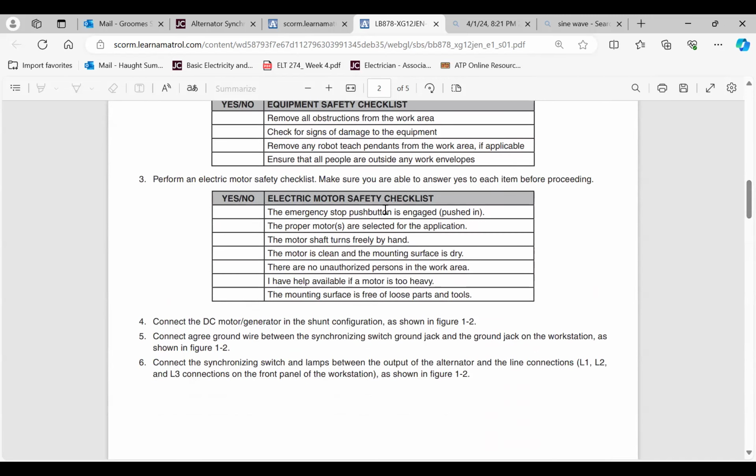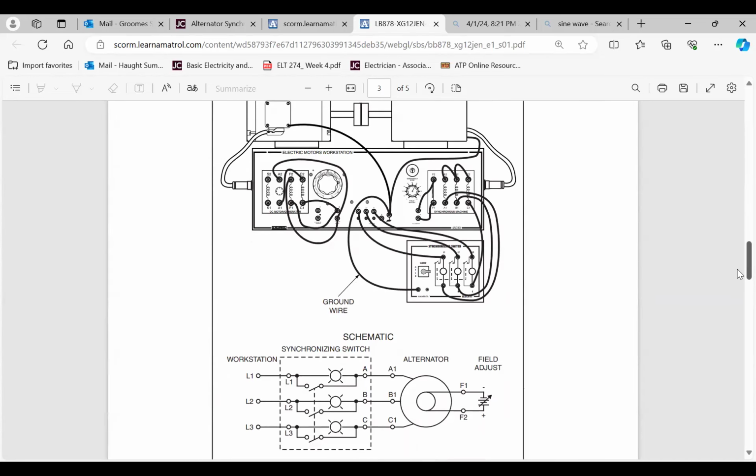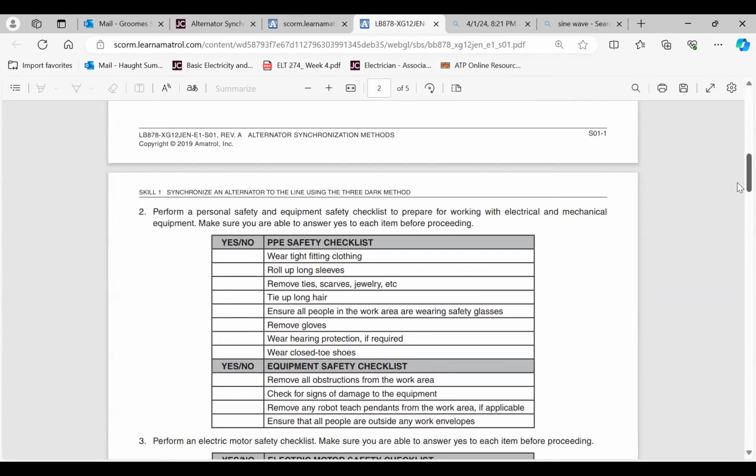The electric motor safety checklist is referring to the actual workstation that you're working on. One of the very important ones is that the E stop push button is engaged. What that means is that while you're working and wiring everything according to this, the E stop push button should always be pressed, because that means it's off. You can see the E stop push button right here. That's one of the first things you check: make sure that it is pushed in or engaged, because that means it is off.